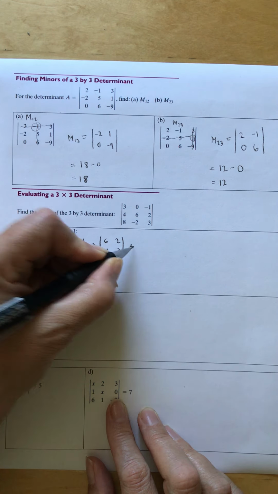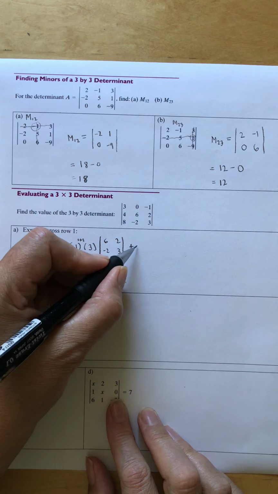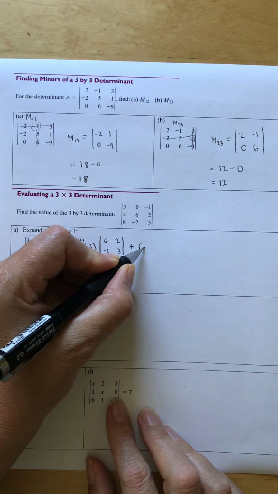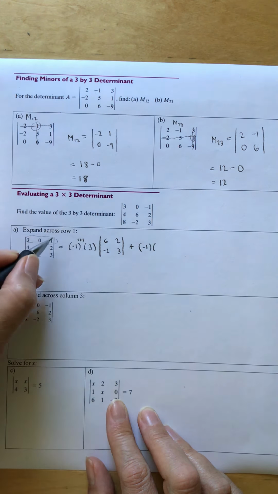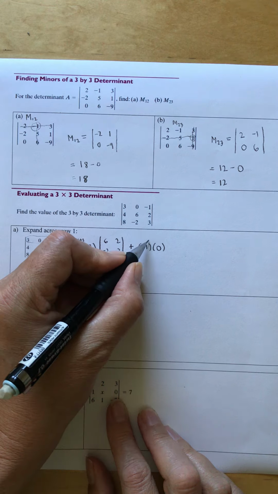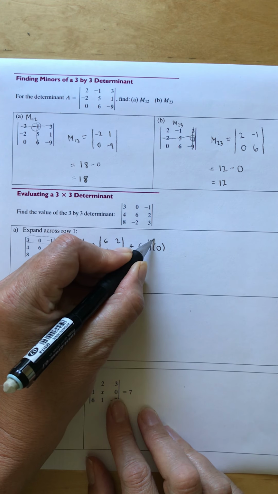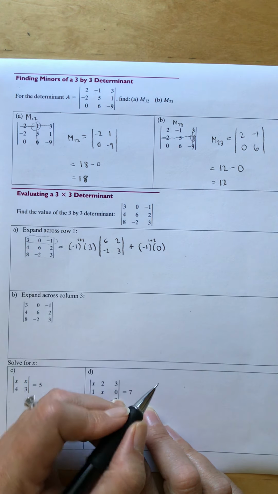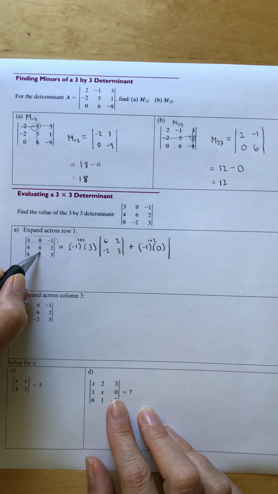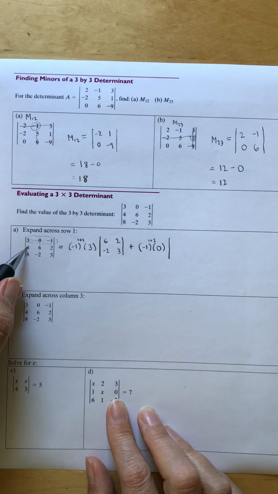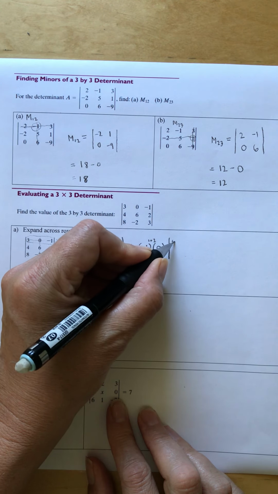Now I'm going to move on to this next term, and it is -1 and then 0. And that 0 is in row 1, column 2. So this gets raised to the 1 plus 2 power. And then if I cross out this column and this row, I'm going to use the matrix that's left, 4, 2, 8, 3.